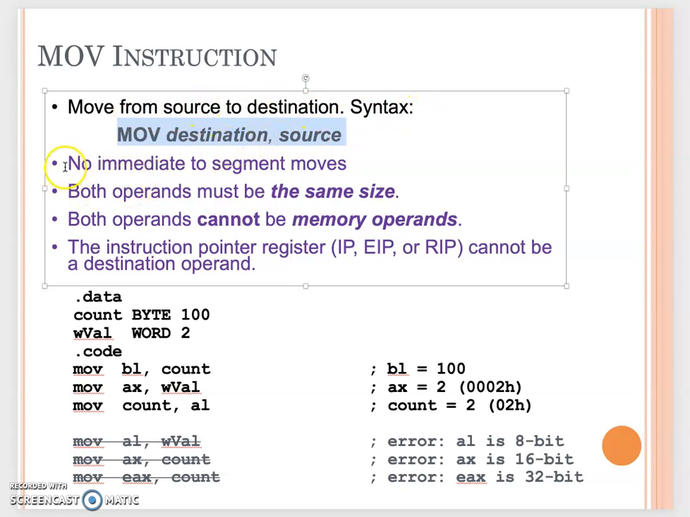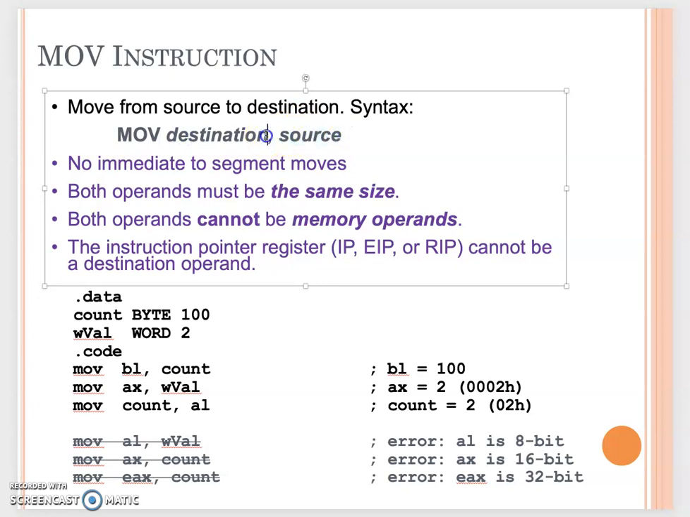But let's continue to talk about more. Your destination cannot be an immediate value. So no immediate to the segment move. That means your destination can be a register, can be a memory operand, but it cannot be a segment. Then both operands must be the same size. What does that mean? If you have EAX and you want to move EBX to EAX, that's okay because they both are 4 byte.